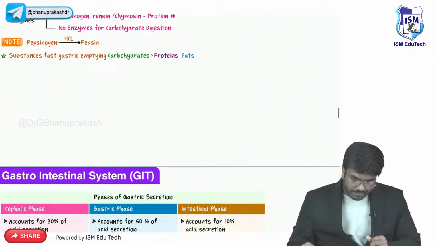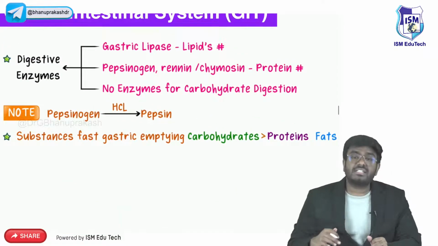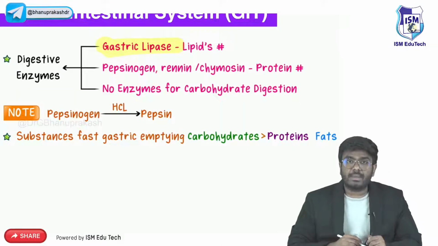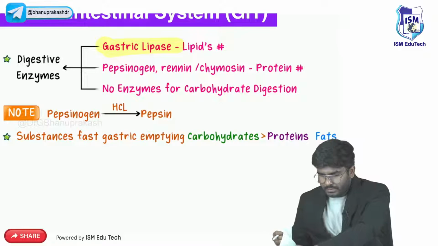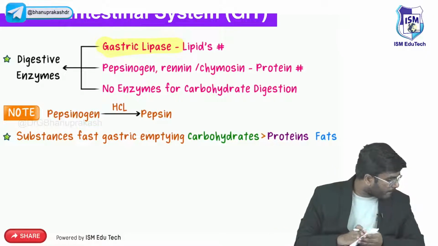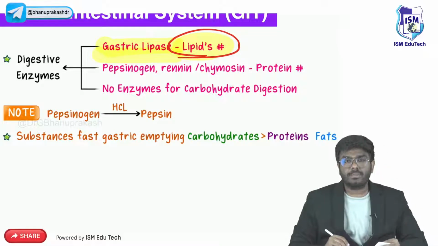Now after this, what else should you know for your exams? In the stomach, which enzymes are getting produced? In the stomach, gastric lipases are there, which will help in the digestion of the lipids.